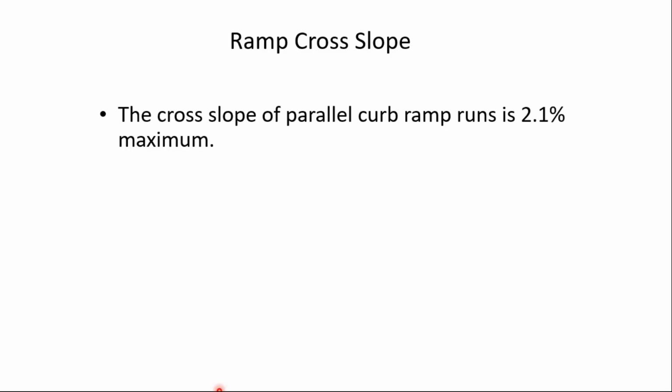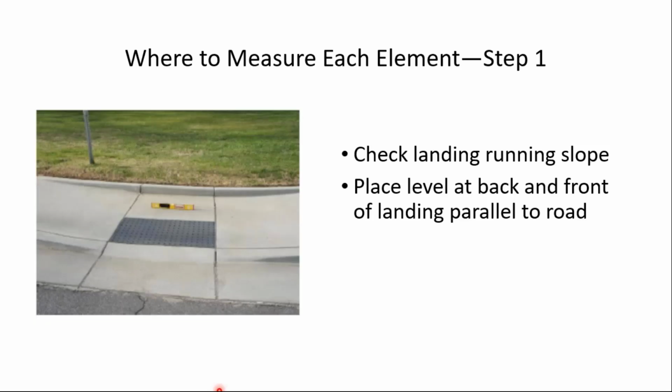The cross slope of a parallel curb ramp is 2.1% maximum. So where do we measure for parallel ramps? And before we get into the measurement, I mentioned that curb at the back of the landing. That's what we're talking about here.